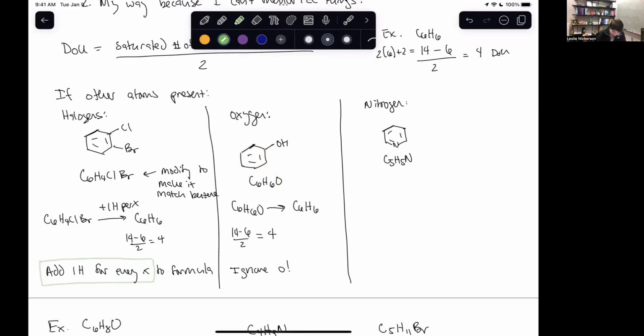Okay, you don't have to do anything about it. You just go ahead and calculate using your carbons and your hydrogens. All right, so nitrogen is kind of the tricky one here. So I've got C5H5N. And again, we're looking at this as we got a ring, we have 3 pi bonds, so we still have 4 degrees of unsaturation here.